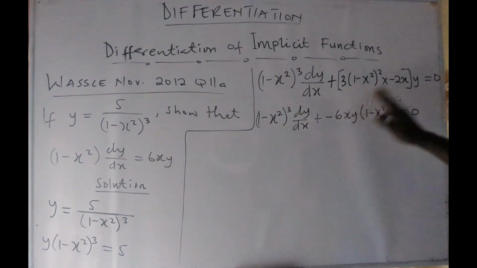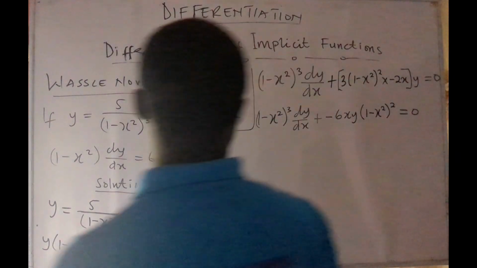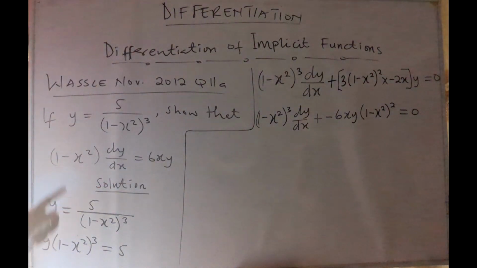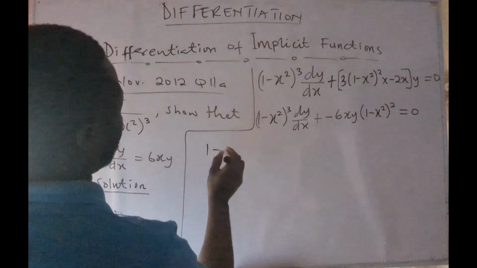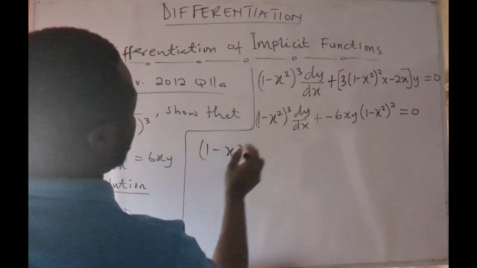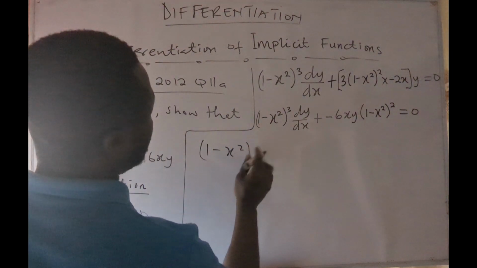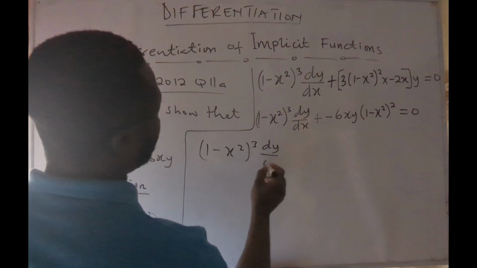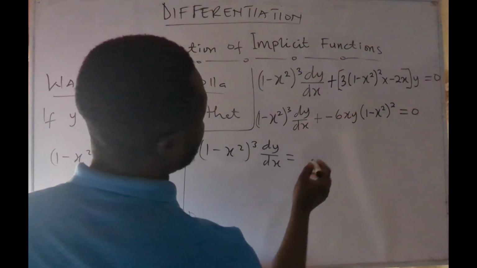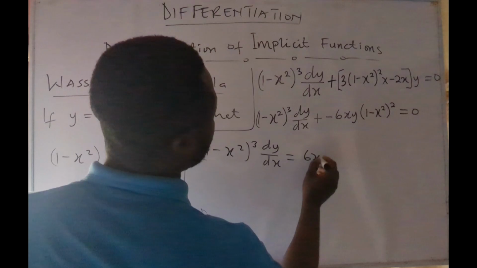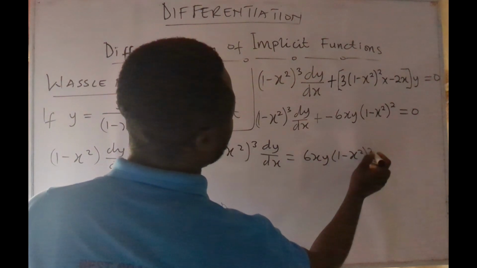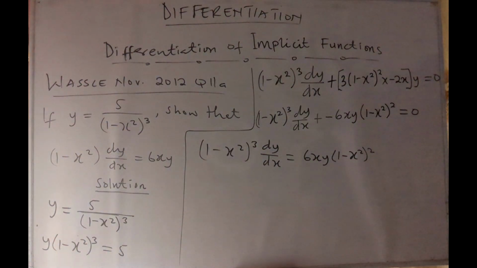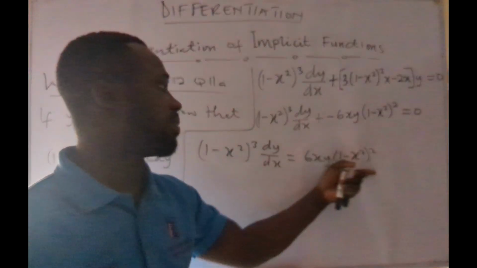Okay, so let me take this one to this side. Gradually my aim is to get (1 minus x squared) dy over dx equal to 6xy. So I'll have (1 minus x squared) to the exponent 3 dy on dx to be equal to what? 6xy (1 minus x squared) to the exponent 2. Okay, so here it is minus, so when I take it across it becomes plus.